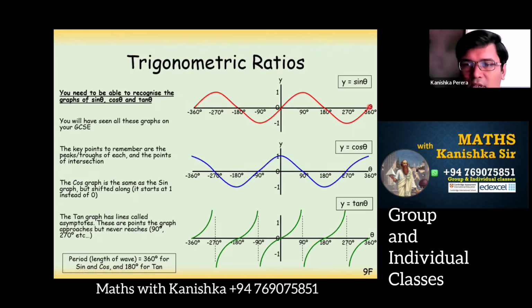It is one wave all the time, and for sine and cos it is 360, while for tan, that is 180.